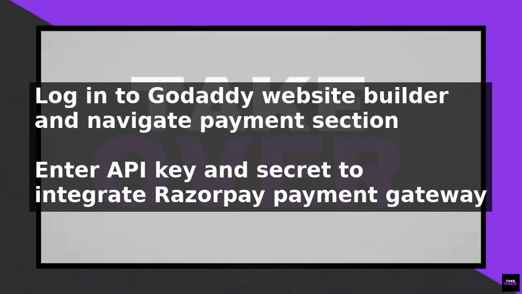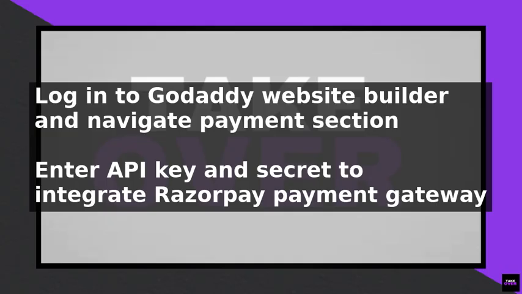Enter the API key and API secret you generated earlier. Configure the payment settings as per your requirements, including the currency, payment methods, and checkout options. Make sure to test the payment gateway by making a test transaction to ensure everything is working correctly.